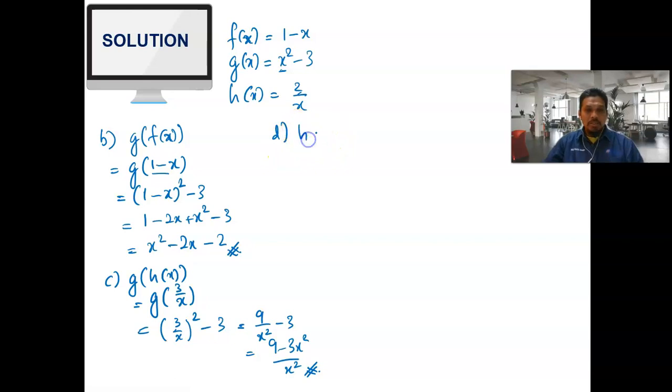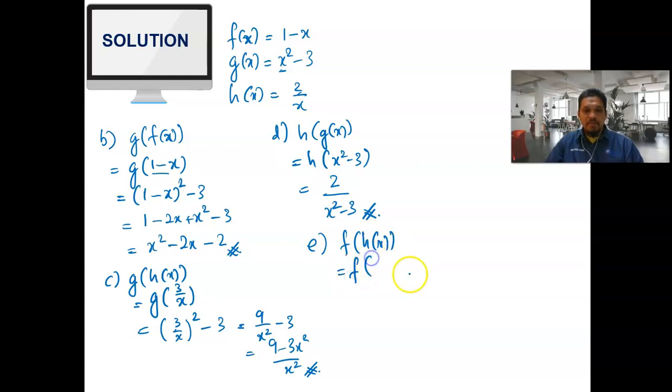Example D, h of g of x. So g of x equals x squared minus 3. And substitute this into x of the function h. It is 2 divided by x squared minus 3. Question E, f of h of x. So h of x is 2 over x. And substitute all this into x of the function f, which is 1 minus x. Substitute with 2 over x here. Okay, so it is x minus 2 divided by x.